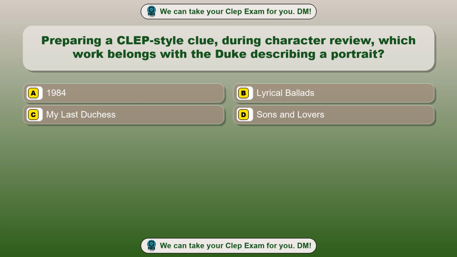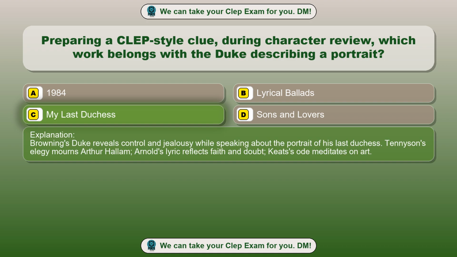Question 47. Preparing a CLEP-style clue during character review, which work belongs with the Duke describing a portrait? Option A. 1984. Option B. Lyrical Ballads. Option C. My Last Duchess. Option D. Sons and Lovers. The correct answer is option C. My Last Duchess. Browning's Duke reveals control and jealousy while speaking about the portrait of his last duchess. Tennyson's elegy mourns Arthur Hallam, Arnold's lyric reflects faith and doubt, Keats's ode meditates on art.